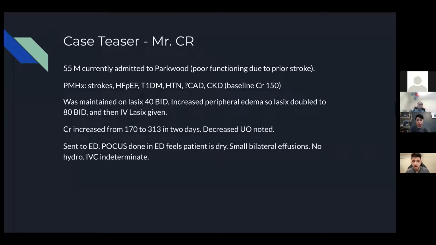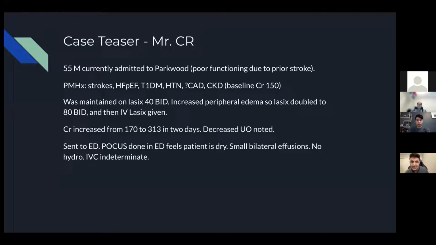At Parkwood, my apologies, my voice has been a little bit unwell. He's been on Lasix 40 for some time, for some edema. The staff there noticed his edema has been a little bit worse, so they pretty reasonably doubled his Lasix to 80 twice a day. When that wasn't working, they switched to IV Lasix, and got some blood work done a couple of days after. They found that the creatinine bumped from 170 to 313 in 2 days, and he had decreased urine output at that time.